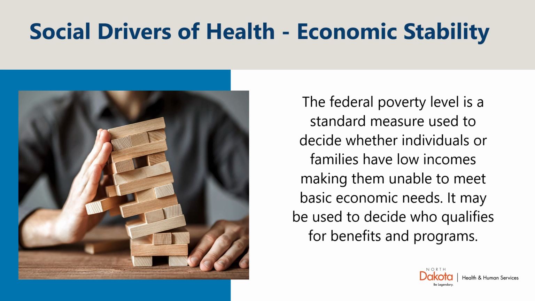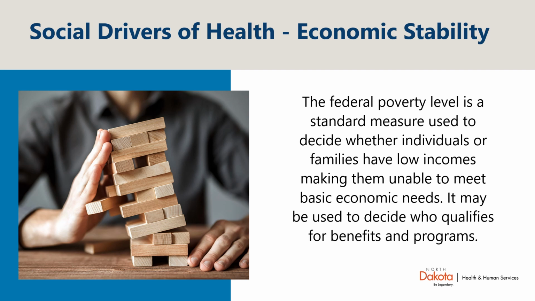Let's move on to our fifth and final domain, economic stability. The federal poverty level serves as a standard measure to assess whether individuals or families can meet their basic needs. Economic stability includes factors such as income, employment, and financial resources, which significantly influence health outcomes and overall well-being. The influence of economic stability can be seen in various areas, including access to healthcare, healthy foods, safe housing, and overall mental well-being.